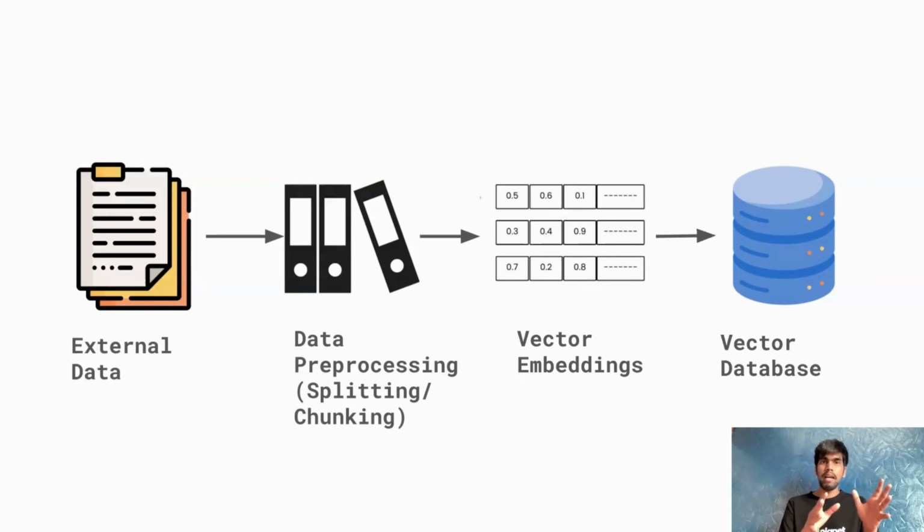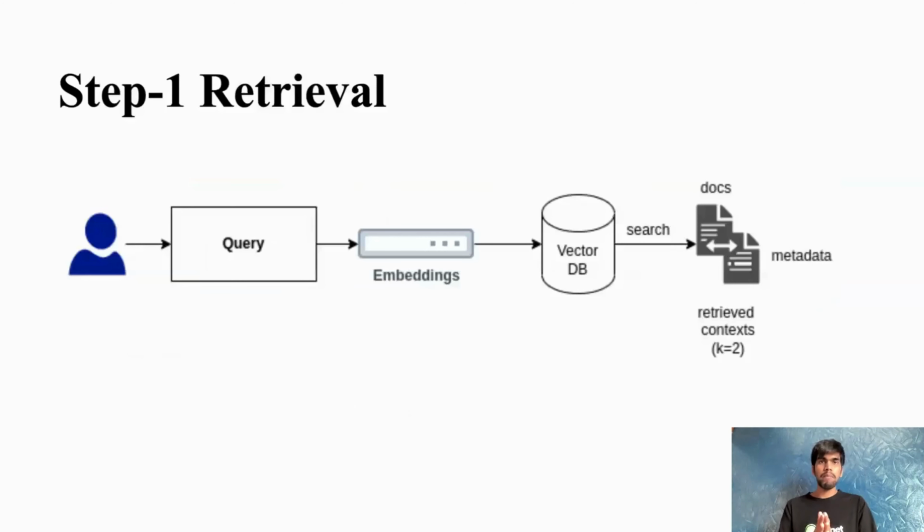So now that you understand how your external data is getting stored into vector database, but where is RAG, which is retrieval augmented generation? Now let's go step by step on what retrieval augmented generation means. In the first step, we have retrieval. A user will come and he'll write a query, and based on this query, you're converting that into a vector form so that you can perform certain search technique within your vector database.